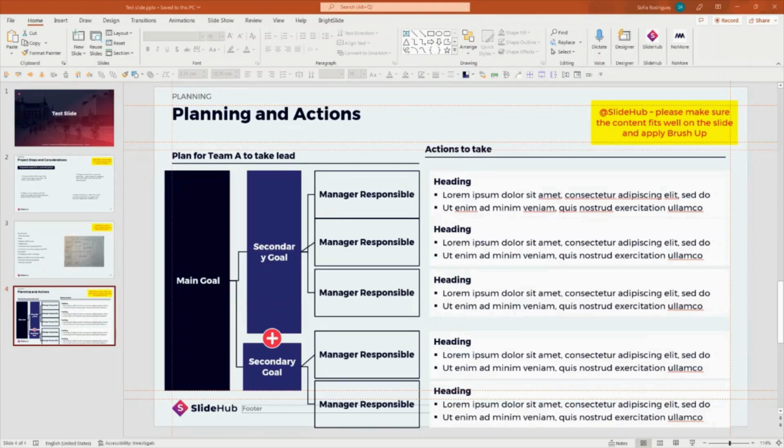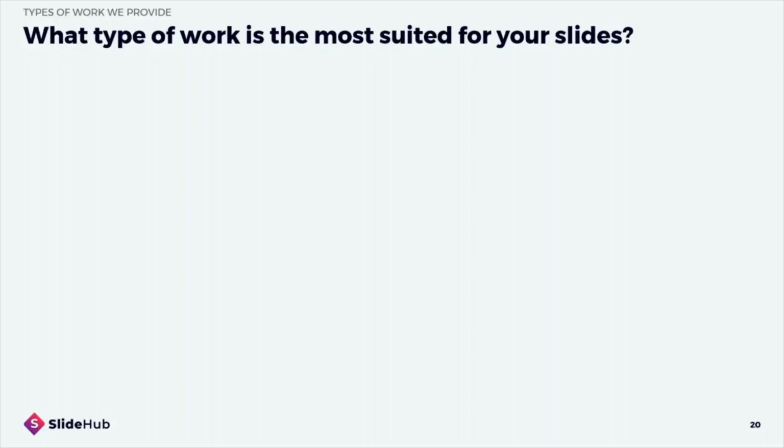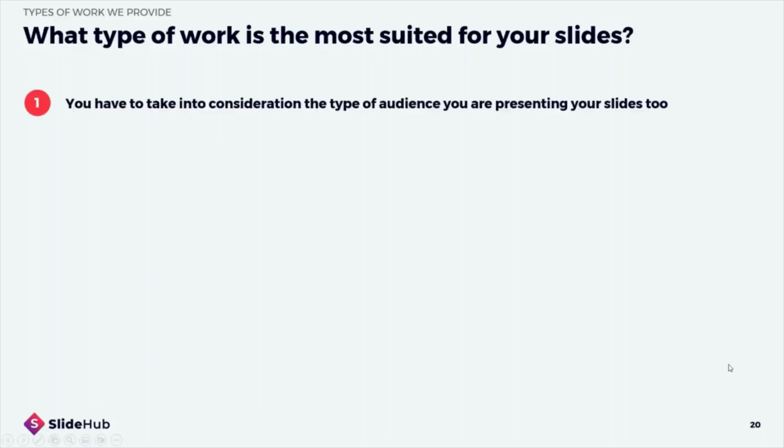Now, let's talk about how to choose the right type of work for your slides. First, think about who you're presenting to. If it's for an internal meeting, usually brush up or light brush up is enough. But if it's for a larger audience, like a sales pitch or a conference, you'll probably want visual enhancement to make your slides more engaging and impactful.